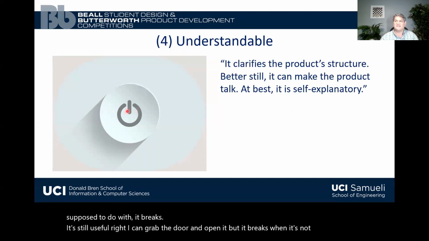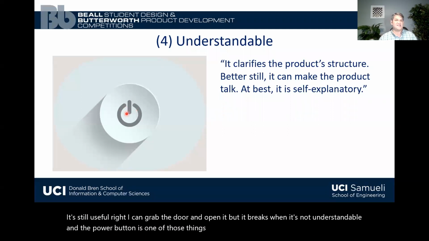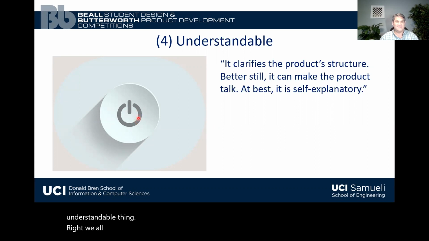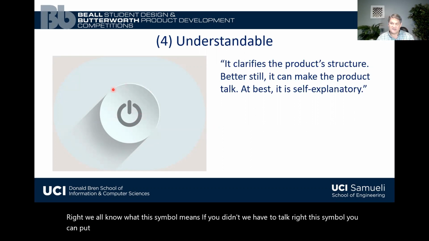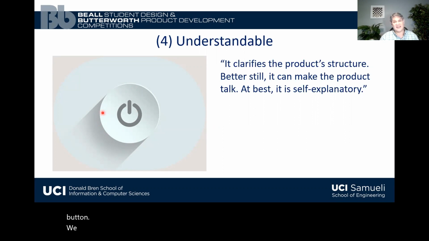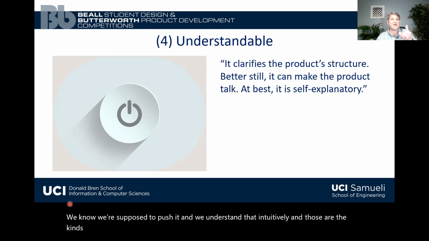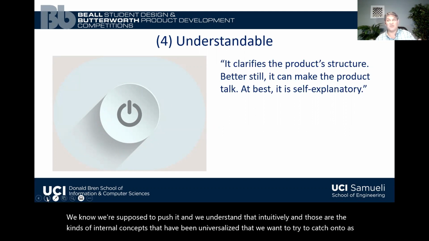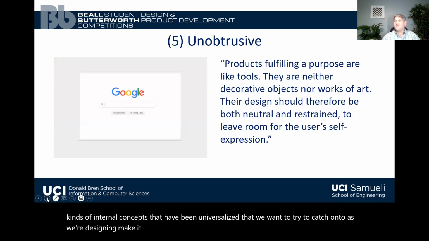And the power button is one of those things that has become universally understandable, right? We all know what this symbol means. If you didn't, we have to talk, right? This symbol you can put on anything, and as long as it's associated with something that looks like a button, we know we're supposed to push it. And we understand that intuitively. And those are the kinds of internal concepts that have been universalized that we want to try to catch on to as we're designing. Make it intuitive and understandable to people.